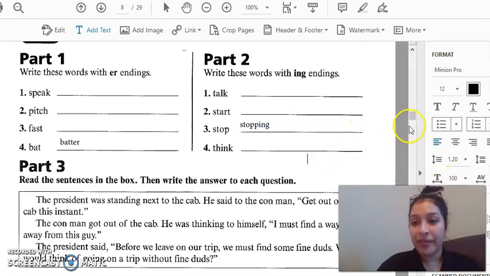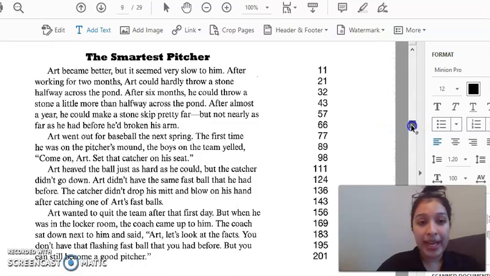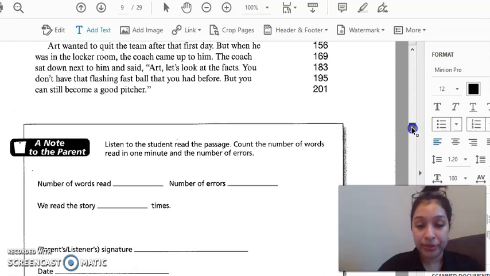Awesome, guys. So you have the rest of your worksheet here. Be careful, you're going to work on endings and you have one more story.